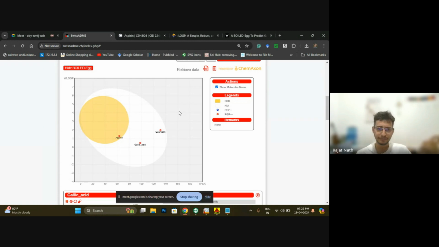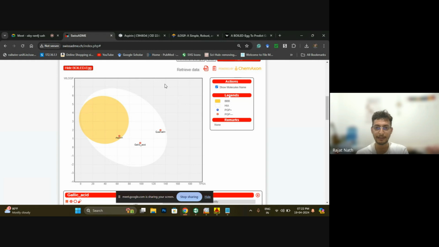Is it absorbed by our gastrointestinal intestine or not? So our compound should be in the white part of this boiled egg. It should not be outside of the white egg. The first criterion is that our compound should be in the white part. Okay, first criterion.